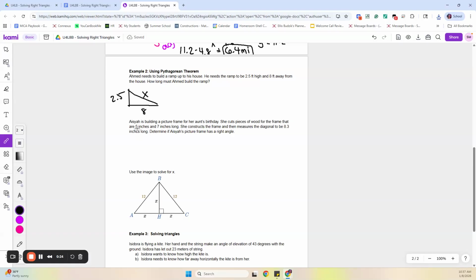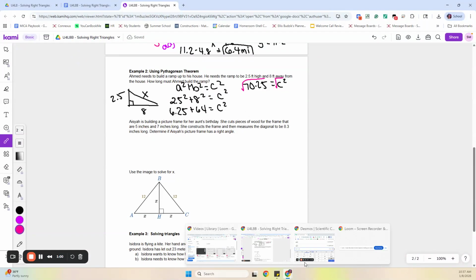Now this one's a little bit different. We have two sides of my right triangle. I just need to find the third side. So here we can actually just use the Pythagorean theorem: a squared plus b squared equals c squared. So we'd have 2.5 squared plus 8 squared equals c squared. 2.5 squared is going to be 6.25, plus 64 equals c squared. So 6.25 plus 64 is 70.25 equals c squared. And then we're just going to square root.